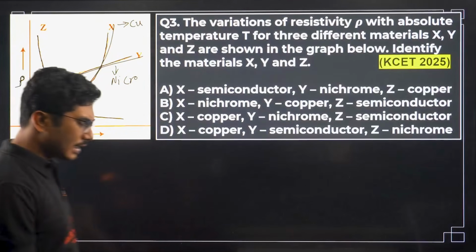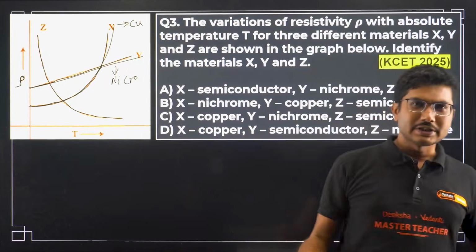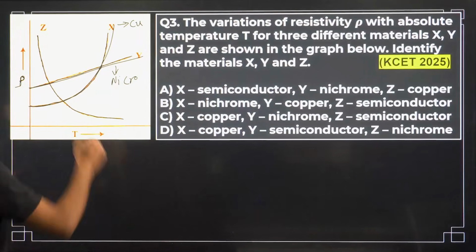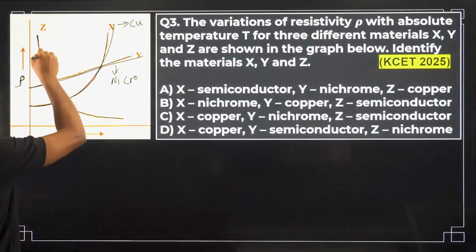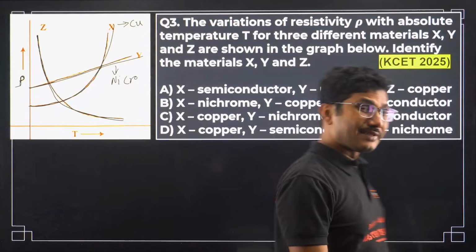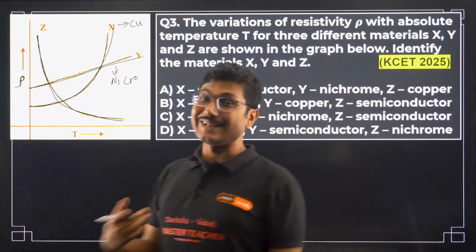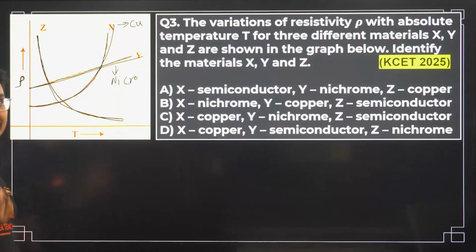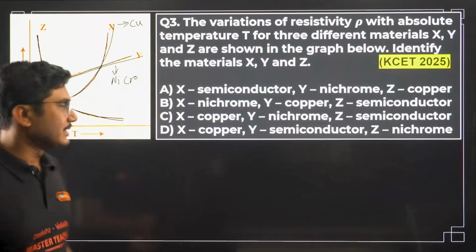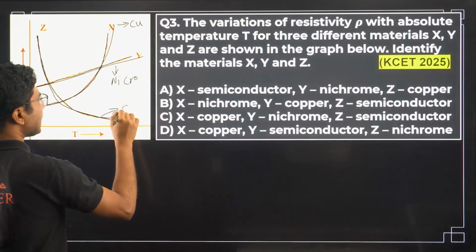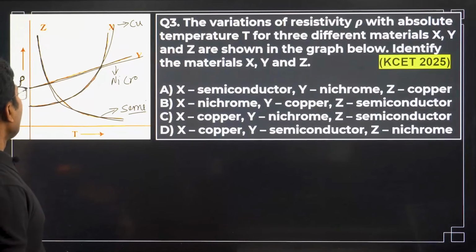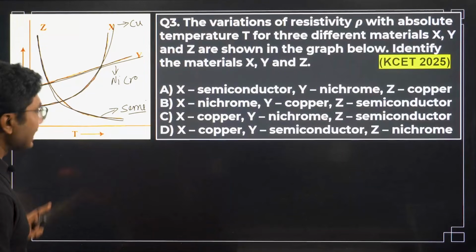And the semiconductor is a weird device. We have not discussed semiconductors in detail, but we discussed them in the first chapter, if you remember. Semiconductors are materials whose resistance decreases with increase in temperature. So resistivity will also decrease, right? So this is our semiconductor. So X is copper, Y is nichrome and Z is semiconductor.